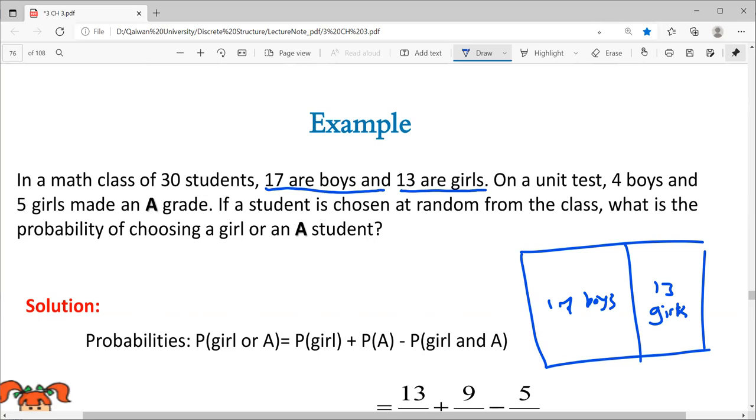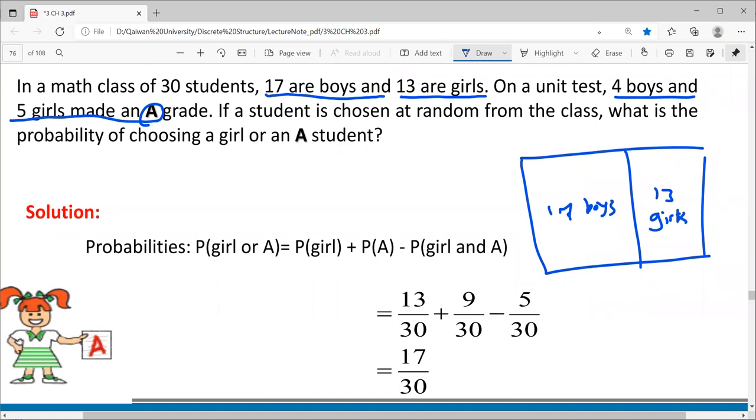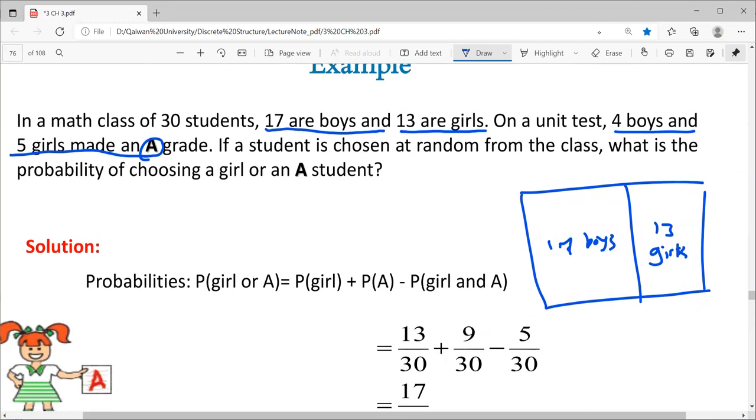On a unit test, 4 boys and 5 girls made an A grade. Among 17 boys and 13 girls, 4 boys and 5 girls got an A grade in the test. If a student is chosen, look here, we just choose only one student. We don't choose more than one student, so we don't need to use combinations here.